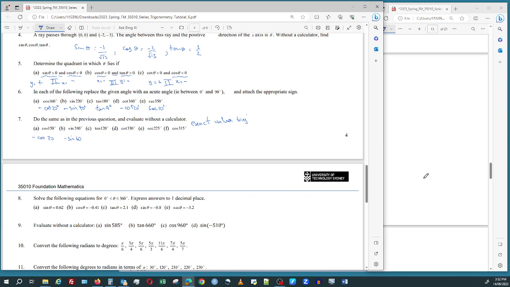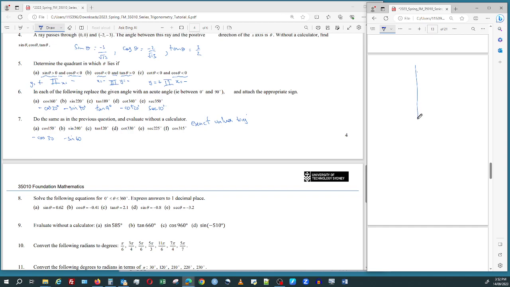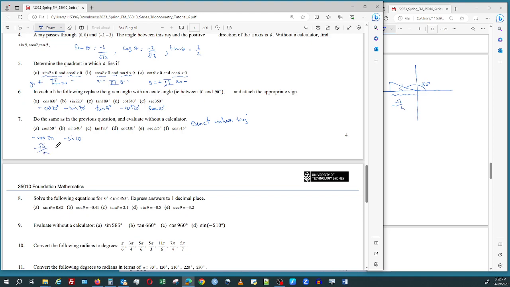Okay, so we've got cos 150. So 150 is 30 short of 180. So that's a 30-degree angle. Cos is the x, and the x will be root 3 on 2. And it's minus root 3 on 2 for our unit circles. So minus cos 30 will be minus root 3 on 2. That's your exact values trig.